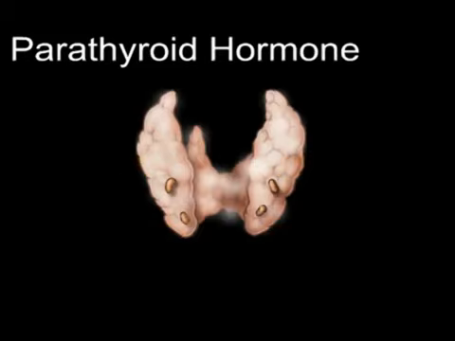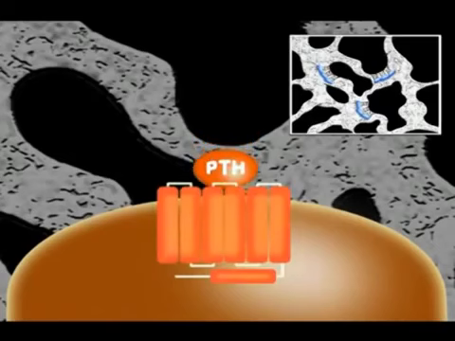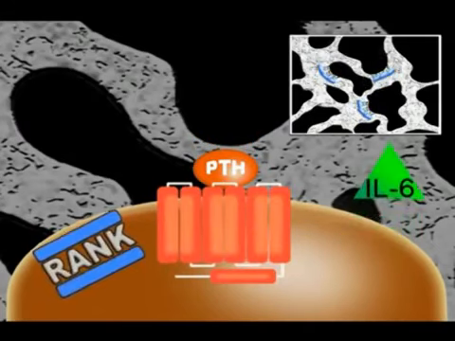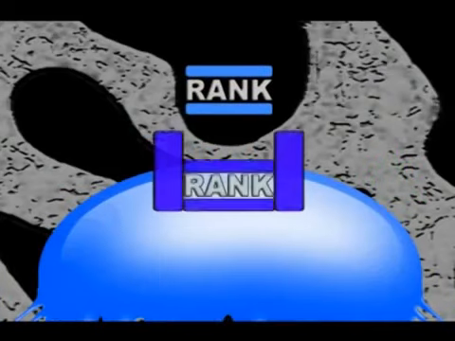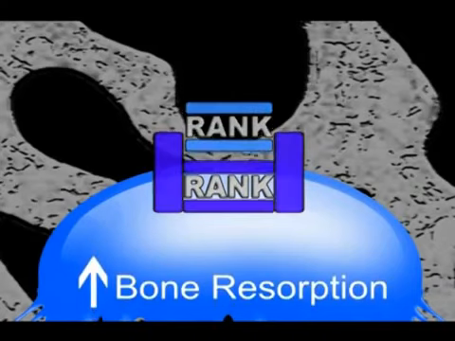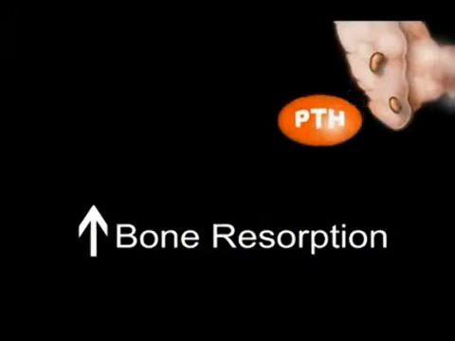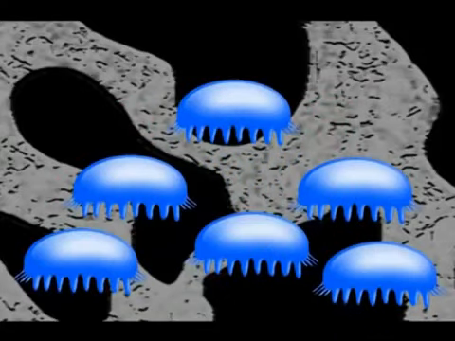Parathyroid hormones indirectly stimulate bone resorption by binding to receptors on osteoblasts, which stimulates the release of IL-6 and RANK ligand, which promote resorption. The RANK ligand binds to the RANK receptor on the osteoclasts, stimulating bone resorption. Bone resorption is also stimulated by parathyroid hormone and vitamin D. These two factors stimulate osteoblasts to release MCSF, which promotes proliferation of osteoclasts.